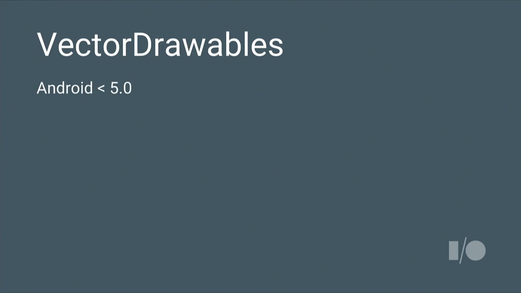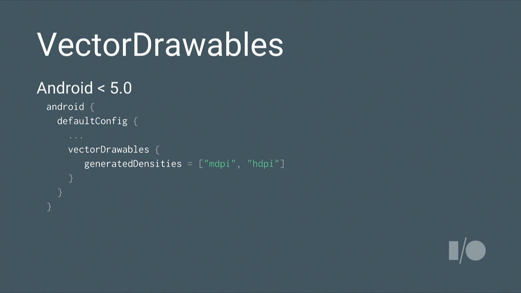If you're still targeting previous versions of Android before 5.0, there are two ways you can actually use vector drawables. For some time in Android Studio, we've had support for generating PNGs from your vector drawables. So if you put vector drawables in your drawable folder and add these lines to Android Studio, during building your APK, it will actually generate those PNGs for you, for those older devices which cannot use vector drawables.